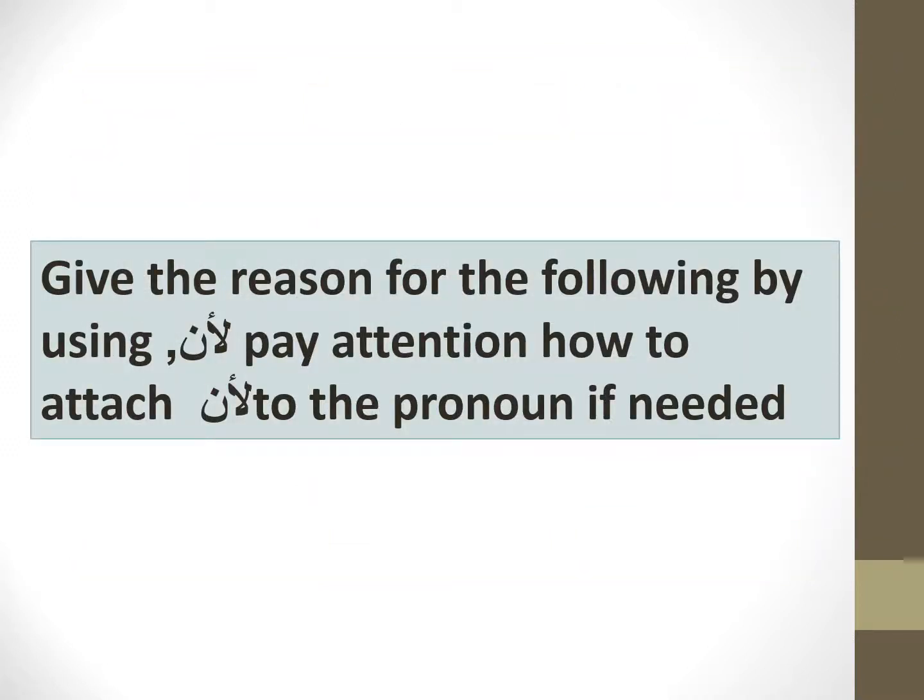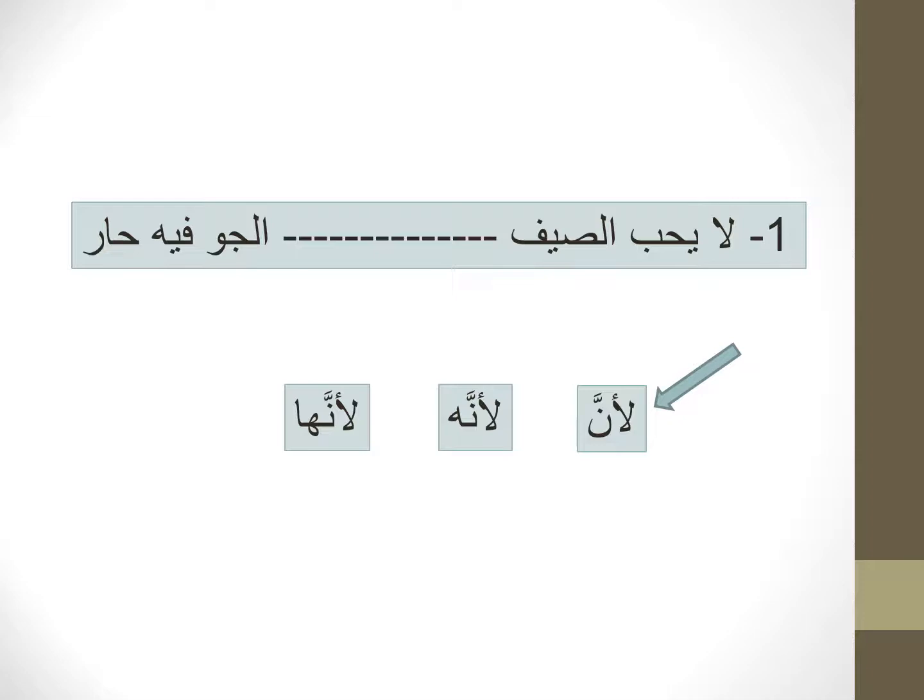Let's practice. لا يحب الصيف blank الجو فيه حار. The correct answer is لأنه, لأنها... The correct answer is لأن. He doesn't like summer because the weather is hot.